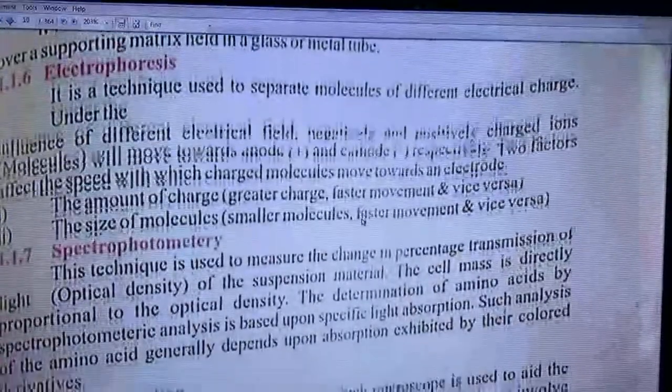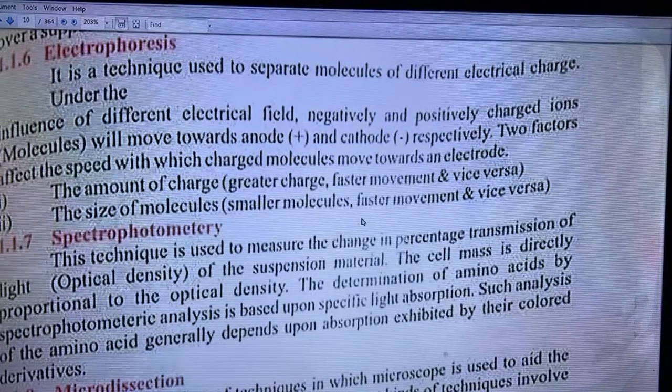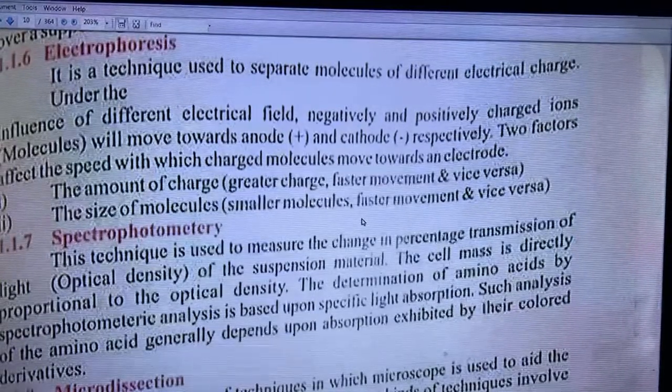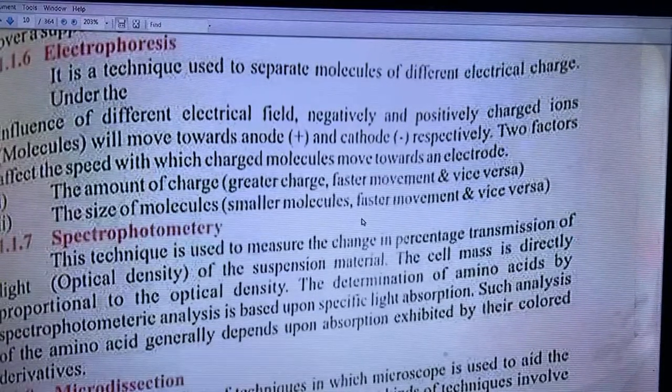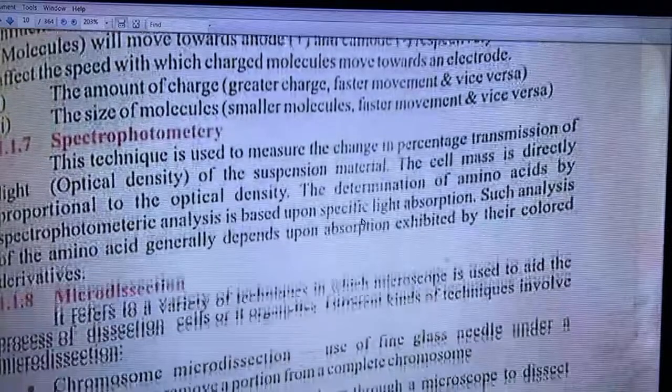Electrophoresis. It is a technique used to separate molecules of different electrical charges under the influence of an electrical field. Negatively and positively charged ions or molecules will move towards the anode and cathode respectively. Two factors affect the speed with which charged molecules move toward an electrode. The amount of charge: greater charge, faster movement, and vice versa. The size of molecules: smaller molecules, faster movement, and vice versa.